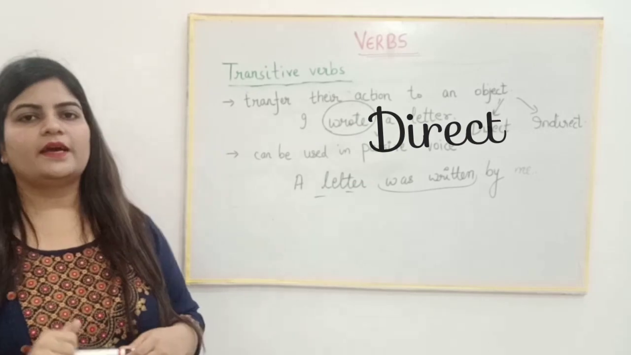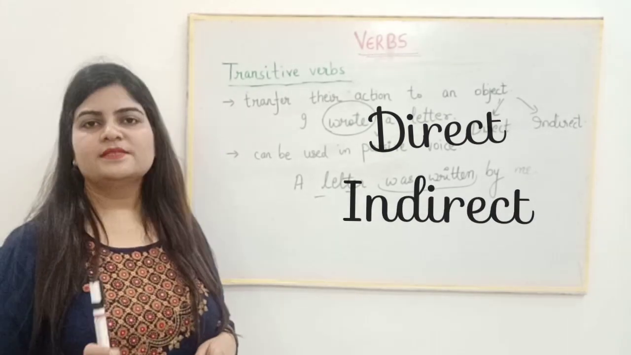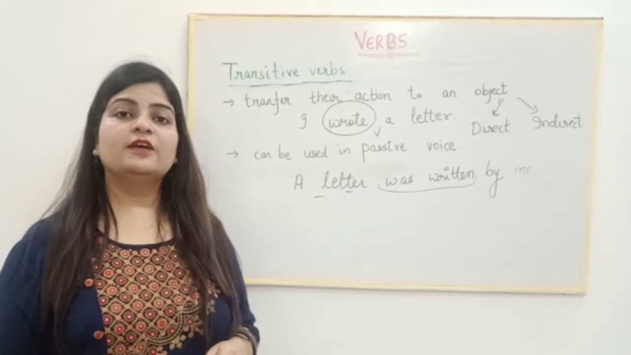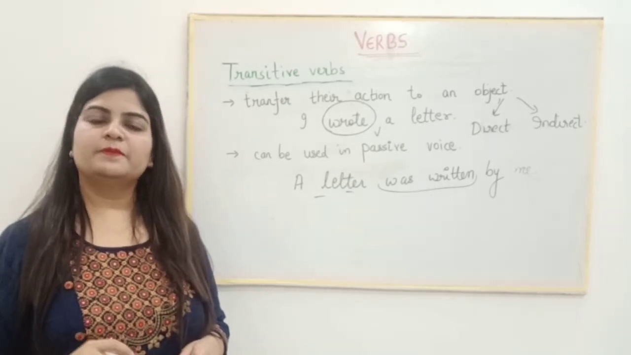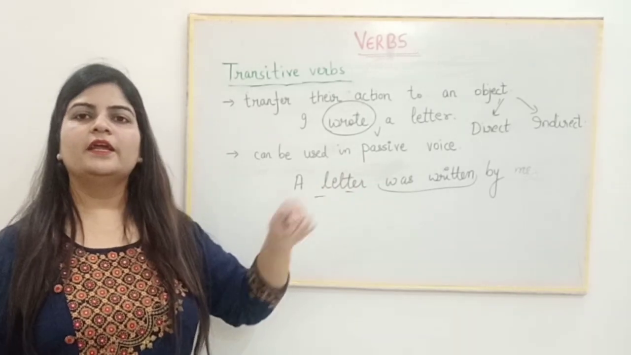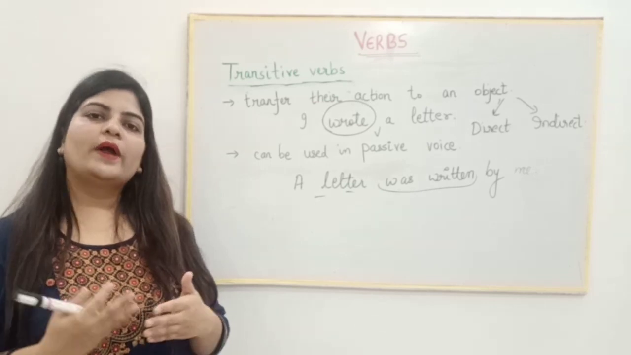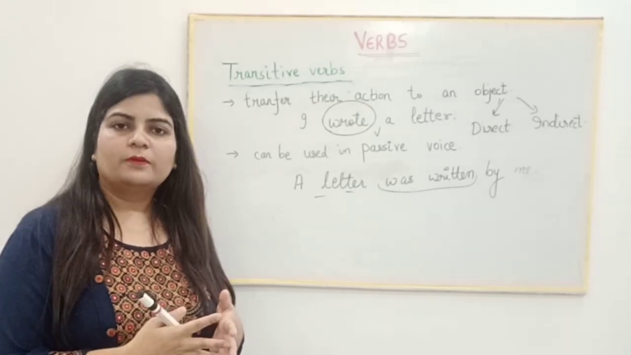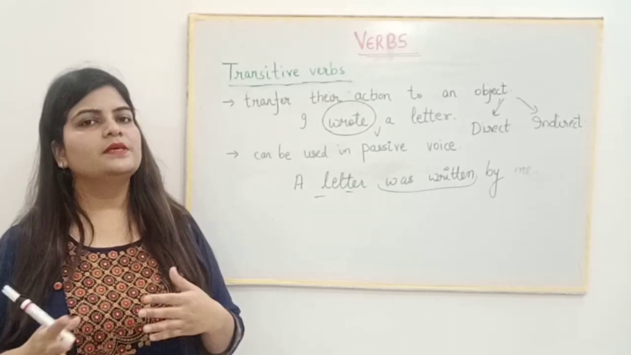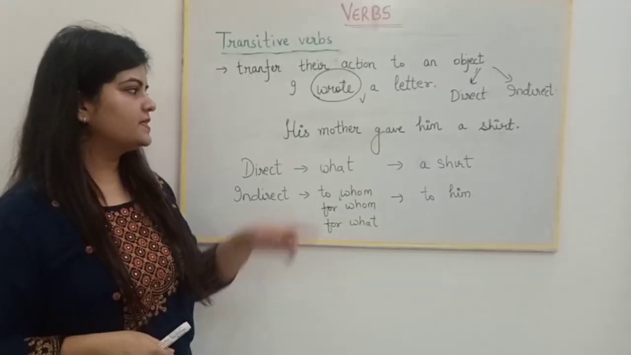That we have understood in detail in a topic sentences. I will give the link of that video in the description box. You can just check it out and understand what are direct and indirect objects. Here we will have a synopsis of how you actually recognize which object is direct and which is indirect. So let's have this example.